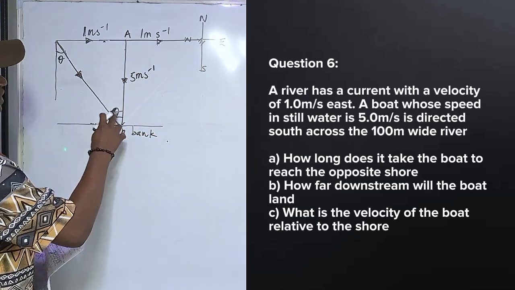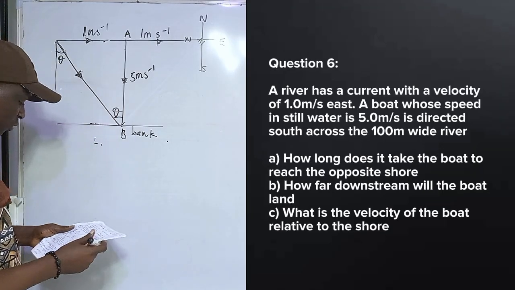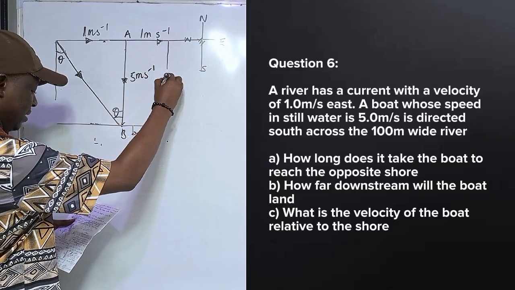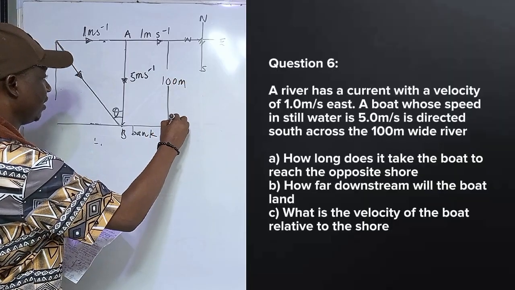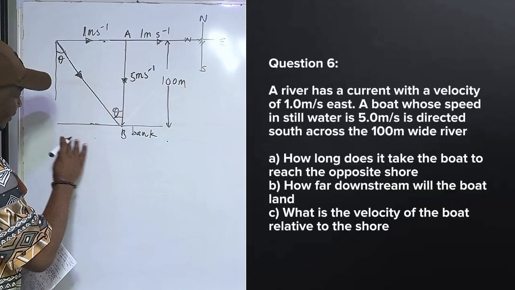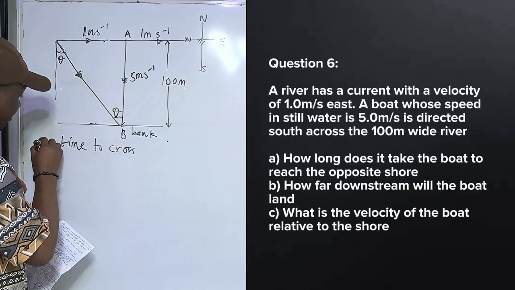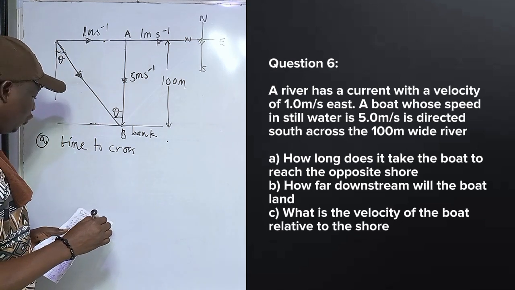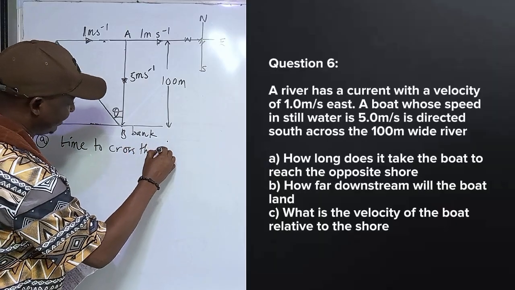He lands at the opposite bank with this angle theta. The other here is alternate to this one. So now, what did they say we should find? Don't forget the width of the river was given to us. They said across the 100-meter wide river. So the width is 100 meter. Then how do we find the time? The time to cross the river, that is question A. How long does it take the boat to reach the opposite bank or opposite shore? That means the time to cross the river.